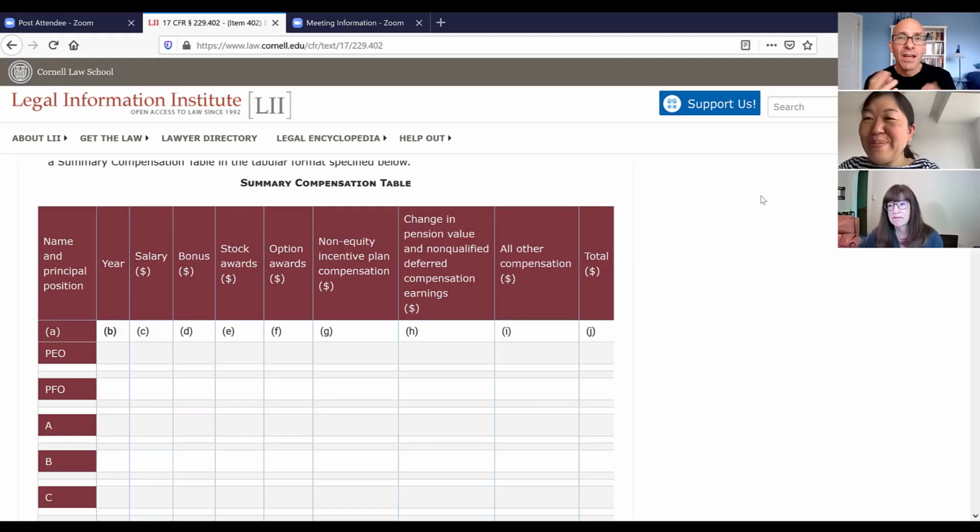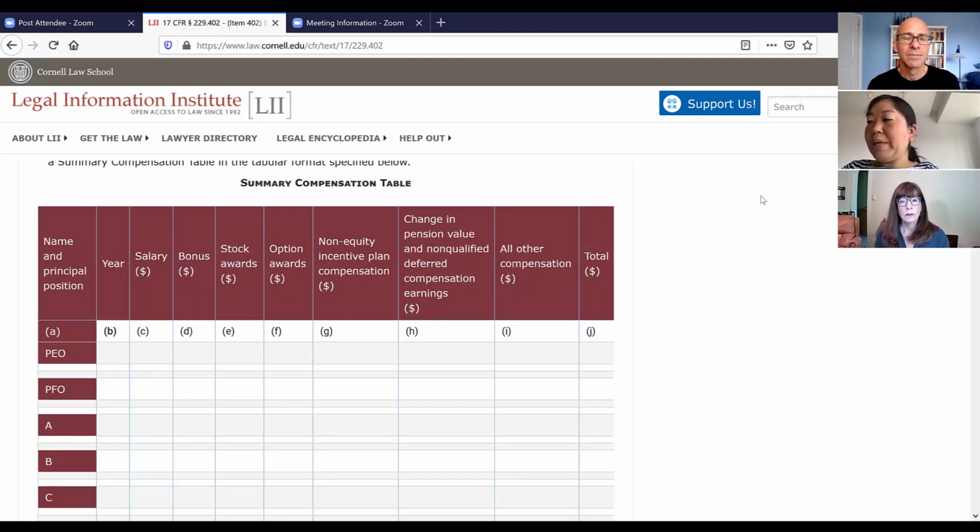Yeah, so Kyoko, why don't we go through column by column? Here's the table itself within Item 402. Okay, well, a couple of threshold points to make before we actually go through column by column. One is, to Laura's point, you have to remember to include all forms of compensation. There may be specific exemptions from including some forms of compensation, but the vast majority of compensation, defined very expansively, needs to be reported in the summary compensation table.